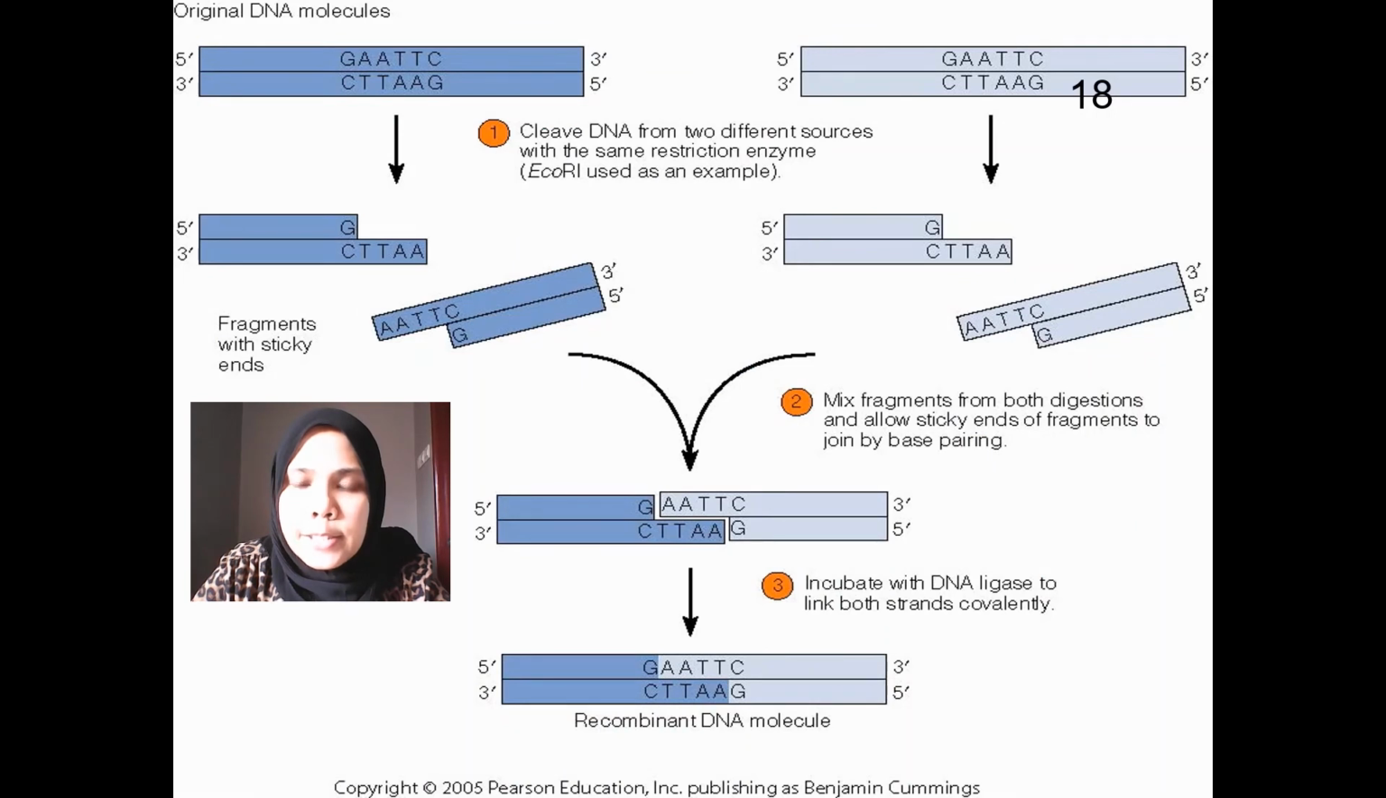And then there's another process using the restriction enzyme. For example, this is EcoR1, which produces fragments with sticky ends. Both parent DNAs were digested by the same restriction enzyme, and then the fragments are mixed together so that they can base pair and are incubated with DNA ligase to link both strands and make a recombinant DNA molecule.